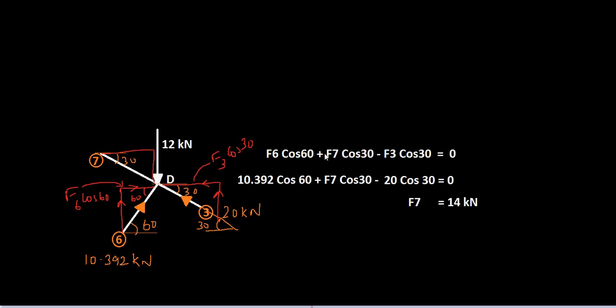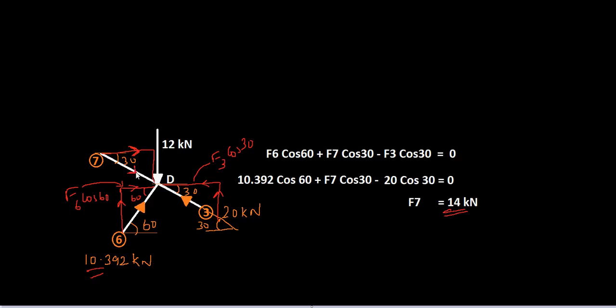So F6 cos 60 plus F3 cos 30, minus F3 cos 30 plus F7 cos 30. Assume the direction in this way. That will give you the horizontal component in this direction. Again, if you are getting a negative value after calculation, you are wrong. So that will give you F6 cos 60 plus F7 cos 30 minus F3 cos 30 equal to 0. And F6 is 10.392. So 10.392 cos 60 plus F7 cos 30 minus 20 cos 30 equal to 0. And from that, F7 equal to 14.